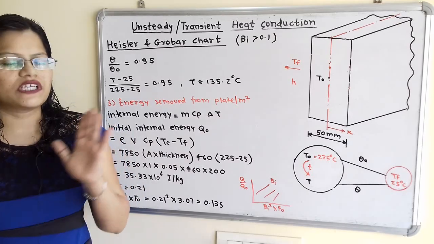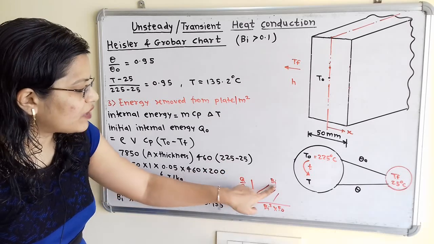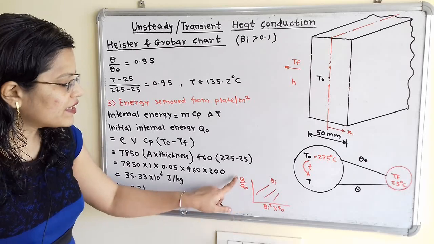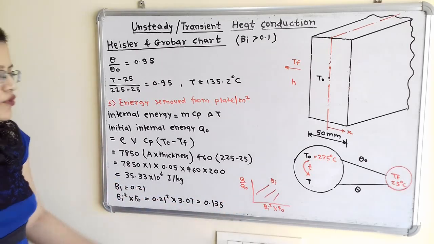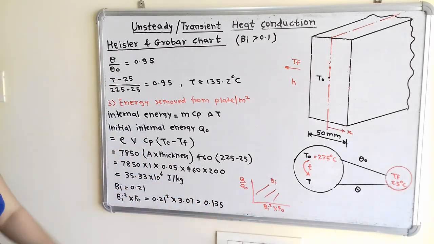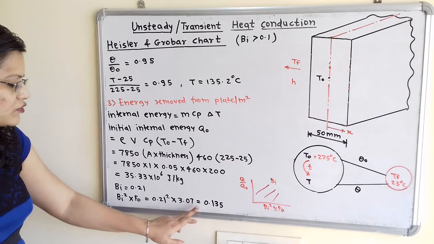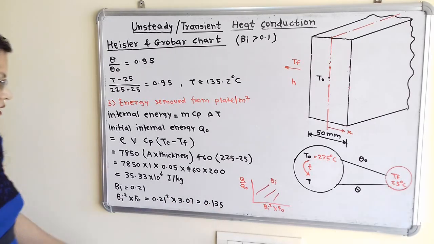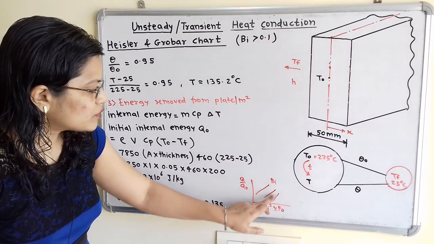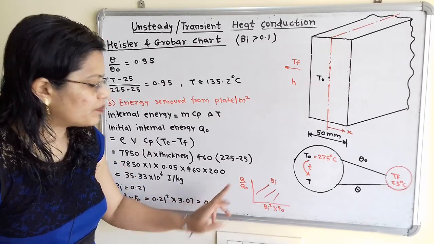Now if we observe the Heisler chart for plate, from the graph the value of Bi, then Bi square into Fo, that is Bi square into Fourier number, and Q by Q0 is given. So we have to first calculate Bi square into Fo. Bi is equal to 0.21 and Bi square into Fo, that is 0.21 square into 3.07, which is equal to 0.135. So now these two numbers are known, that is Bi and Bi square Fo. From these two numbers, with the help of graph, we can find out the value of Q by Q0.